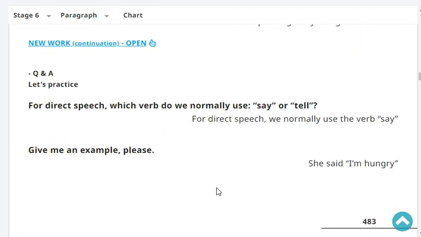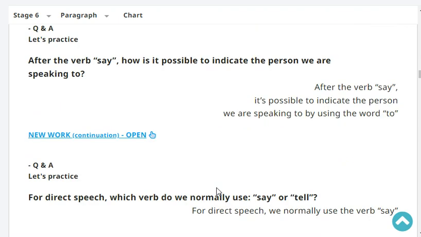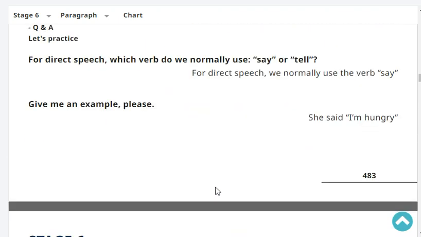With direct speech, we normally use the verb say and not tell. For example, he said, I will see you tomorrow. For direct speech, which verb do we normally use, say or tell? For direct speech, we normally use the verb say. Give me an example, please.